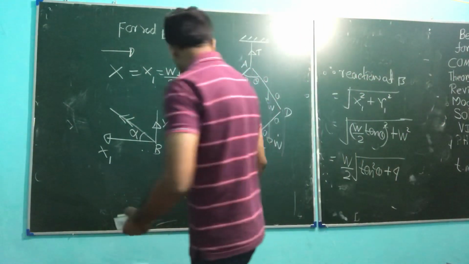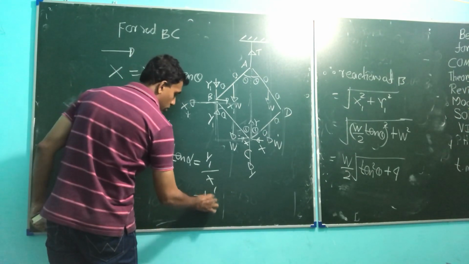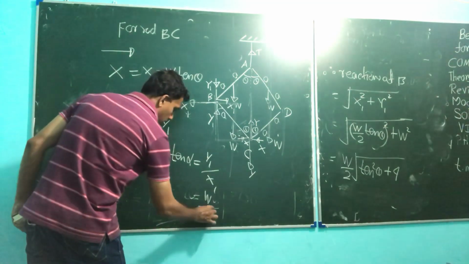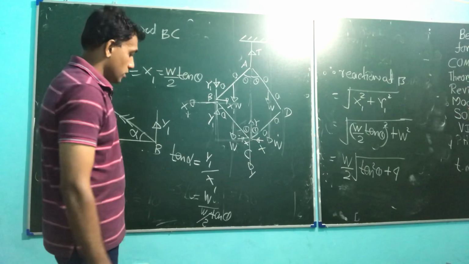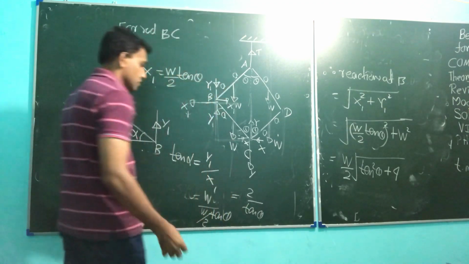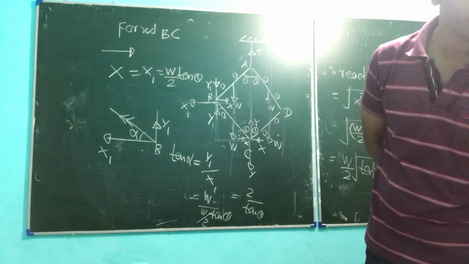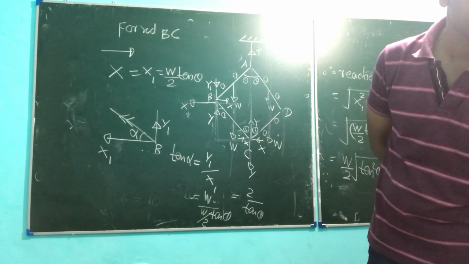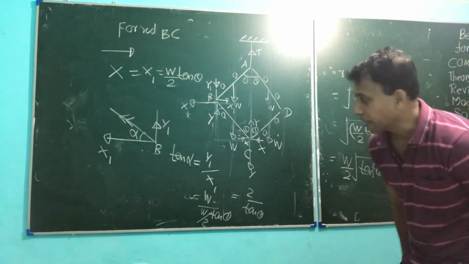Then write those values. So let's see, what is your y1? That is w. What is your x1? W by 2 tan theta, right? W by 2 tan theta. Therefore the answer, W cancelled, 2 over tan theta. Therefore alpha equal tan inverse, alpha equal tan inverse, right?